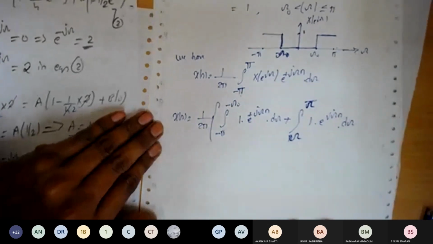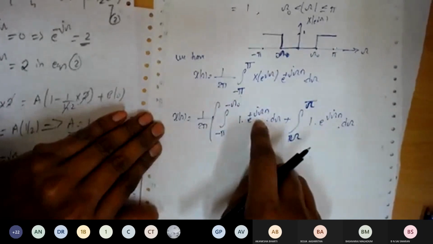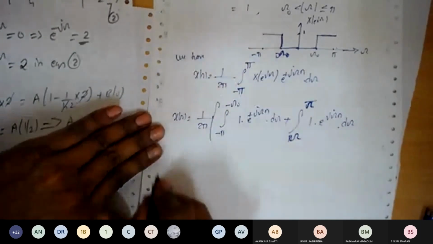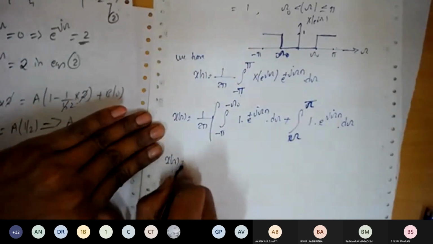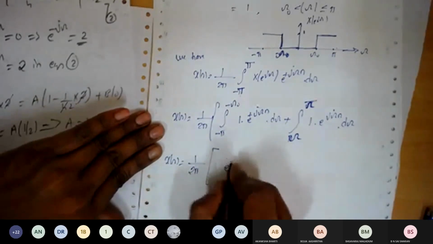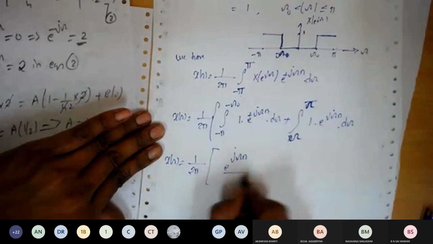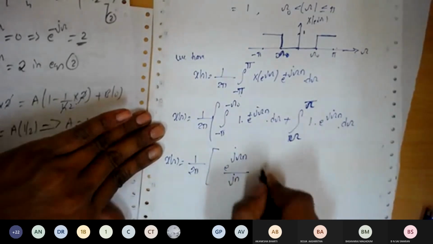Right, now we'll integrate this one. The integration of e to the power of ax is e to the power of ax by a, and let us apply the limits here. So you know this one. So 1 over 2 pi, the integration of this one is e to the power of ax. We are integrating with respect to omega, and the constant is nothing but j into n.